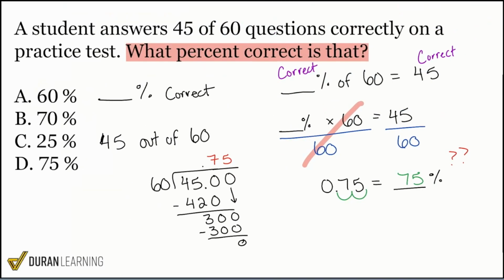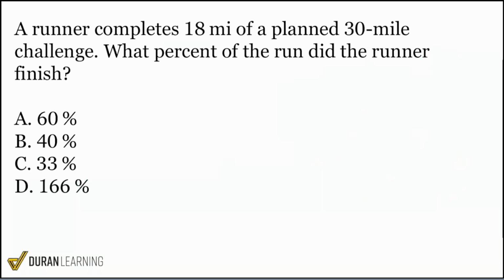So that was the one last thing that we needed to do before fully saying that we're done. But there it is. The correct answer here is D, 75%. We just had to remember to turn that decimal back into a percent at the end. And we're good. All right, taking a look at the next word problem here.